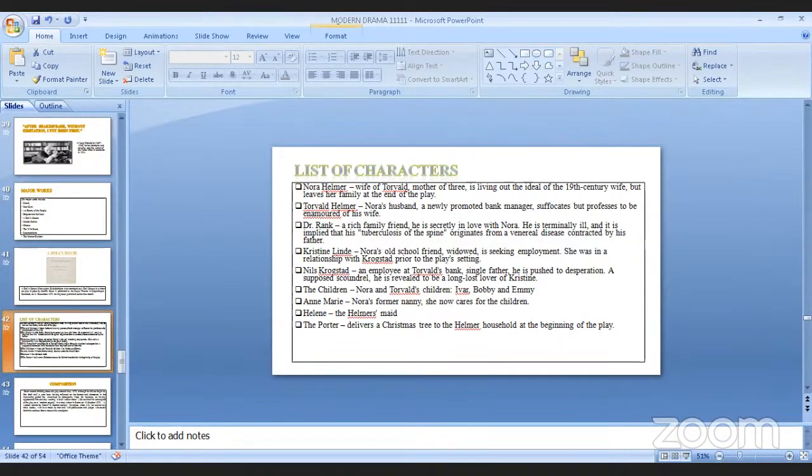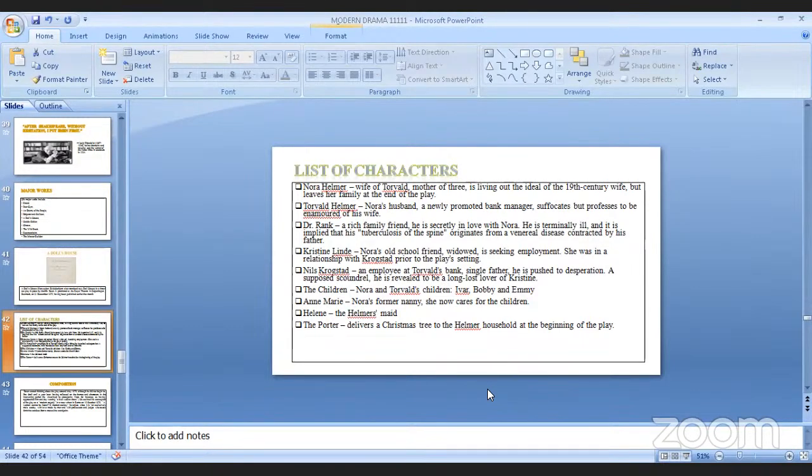Now, I'll just give you a brief summary about this. Before that, let me look into the characters. Nora Helmer, wife of Torvald, mother of three, is living out the ideal of the 19th century wife, but leaves her family at the end of the play. Please remember, this is a problem play. Torvald Helmer, Nora's husband, a newly promoted bank manager, suffocates her but professes to be enamored of his wife.